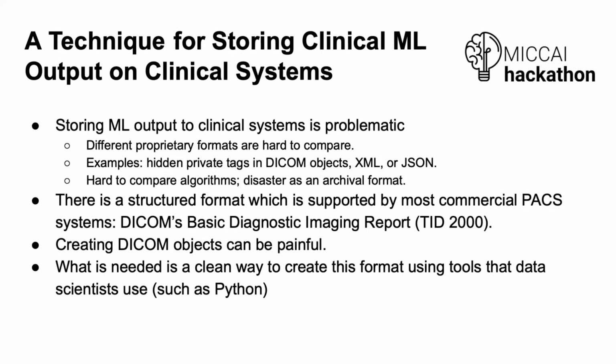Things are hidden in private tags, they're in JSON, and 5 years from now, who will be able to read any of this stuff? So we want a structured format, and there's one that's currently supported by our clinical systems, which is the DICOM basic diagnostic imaging report, or DICOM basic text as a structured report. That seems to be compatible with a bunch of the backend systems, but creating DICOM is really painful.